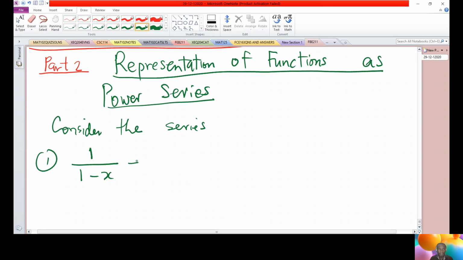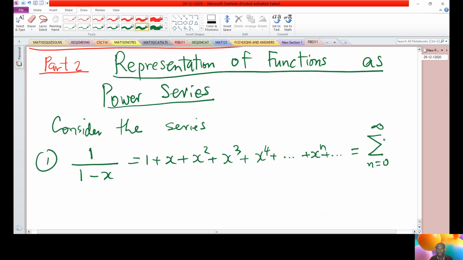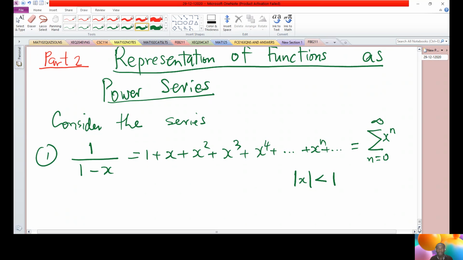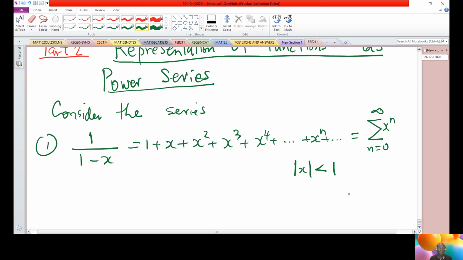1 over 1 minus x is given by 1 plus x plus x squared plus x cubed plus x power 4 plus and so on, x power n, which is just the summation from n equals 0 to infinity of x power n, and this works when the absolute value of x is strictly less than 1. So we're going to use this series 1 to find other series to represent functions.